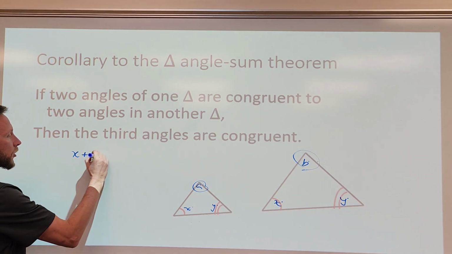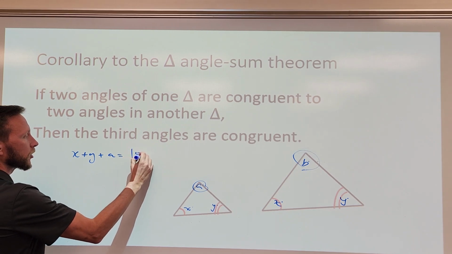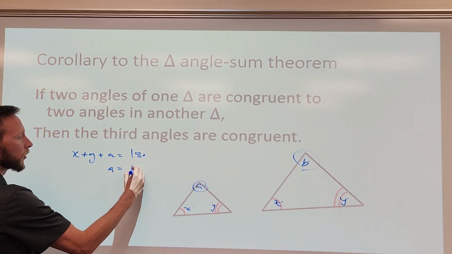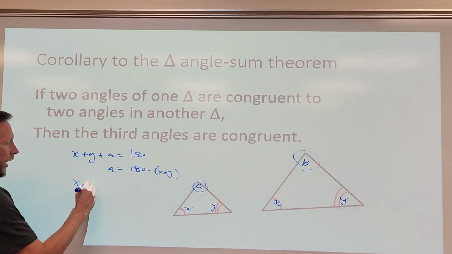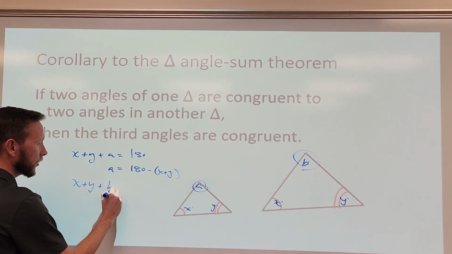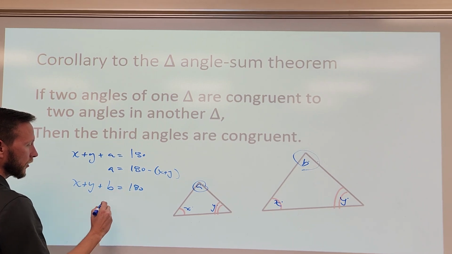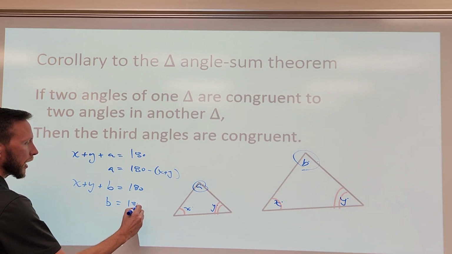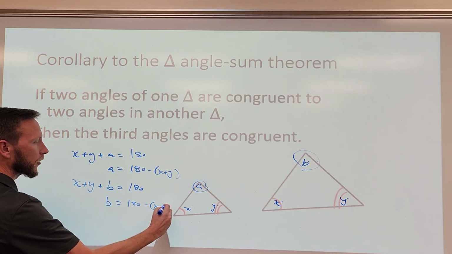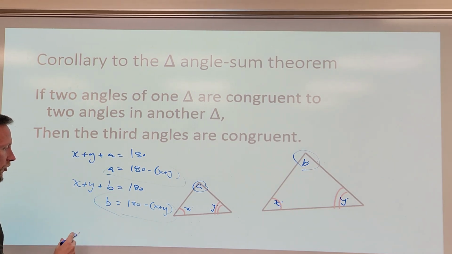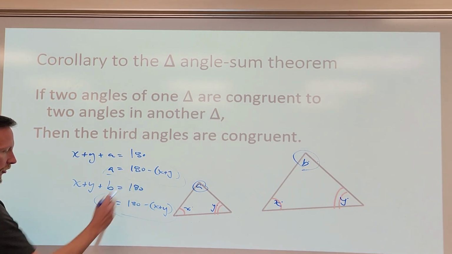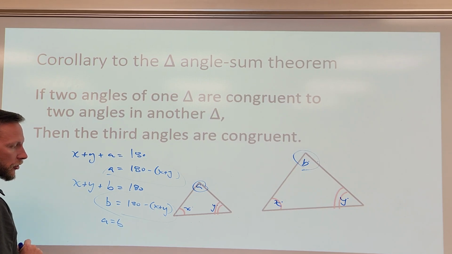So I know that x plus y plus a is equal to 180. And I know therefore that a is equal to 180 minus both x and y. I know that x and y and b in that triangle have to add up to 180. So I know that b is going to equal 180 minus both x and y. Well, if a is equal to this and b is equal to that, then by substitution, I can put this in place to show that a is equal to b. And if a is equal to b, then these angles are also congruent to each other.